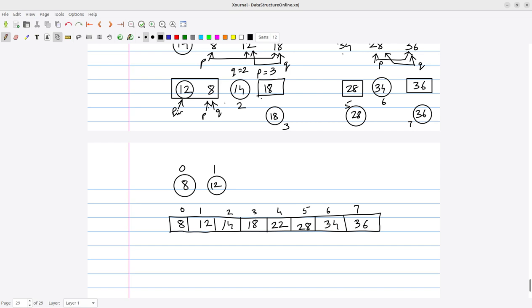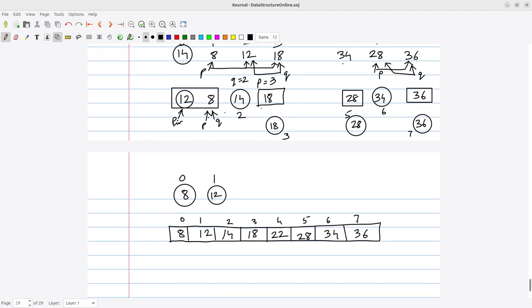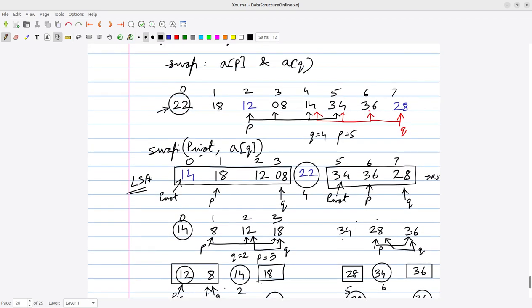Now this is how basically this algorithm works. It's a recursive algorithm. Every time you need to find the fixed position of the pivot element, and then you divide your array into subarrays such that the elements in the left subarray are less than the pivot element, whereas the elements in the right subarray are greater than the pivot element. So this is how your quicksort algorithm works.